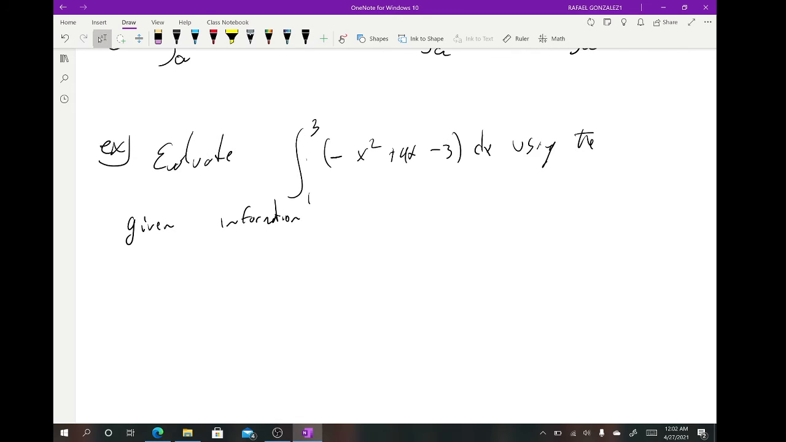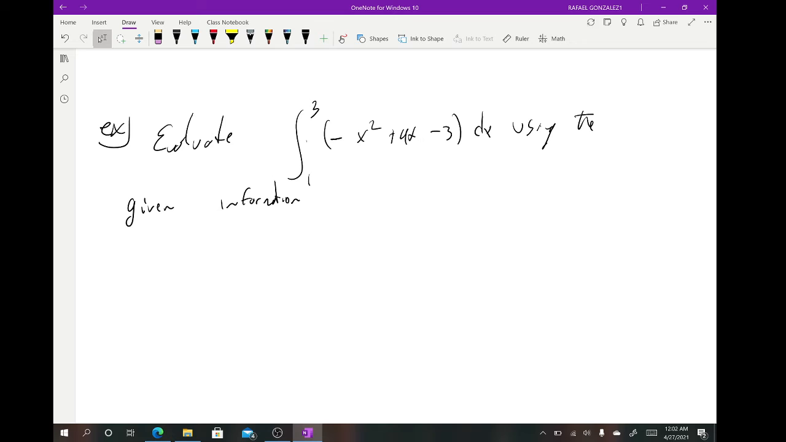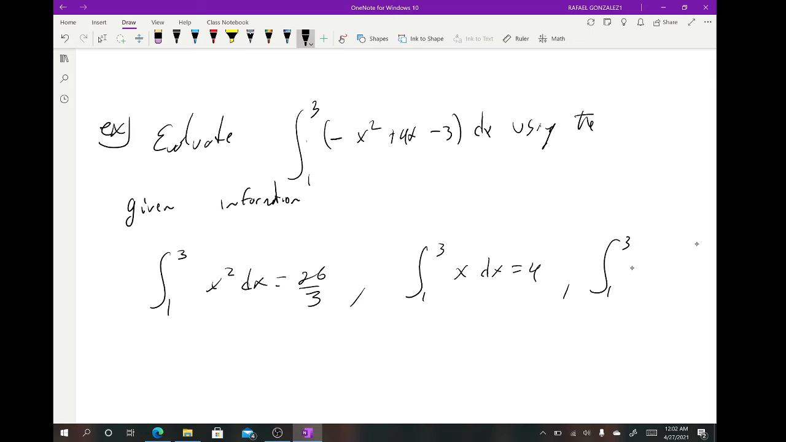So this person that gave you this problem to solve, because they didn't like you very much, told you that the definite integral from 1 to 3 of x squared dx is equal to 26 over 3. They told you that the definite integral from 1 to 3 of x dx is equal to 4. And they told you that the definite integral from 1 to 3 of 1 dx is equal to 2. Remember, if I don't write a number here, it's just a 1 there.